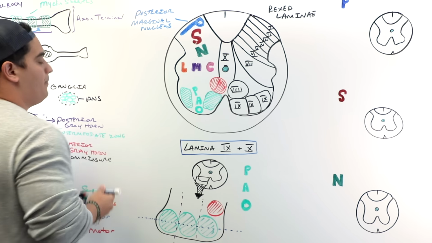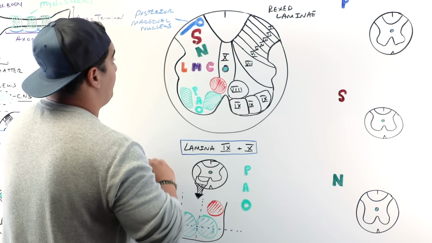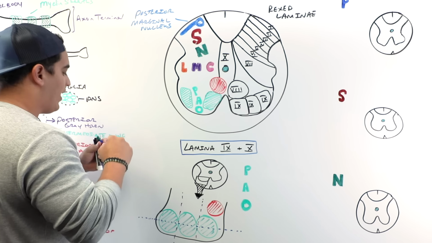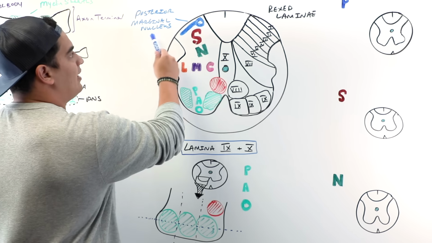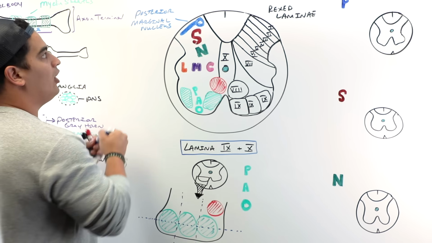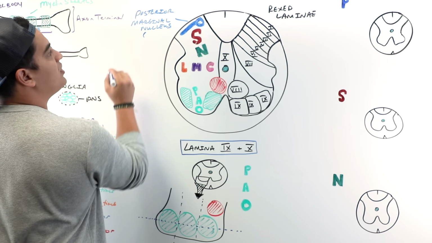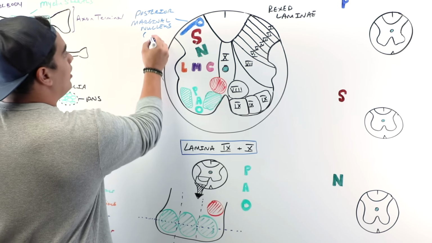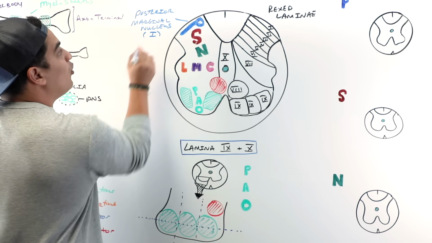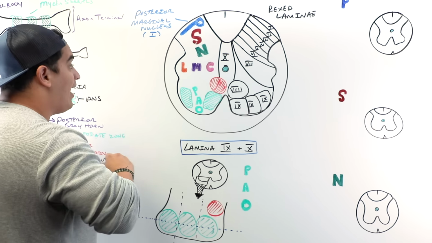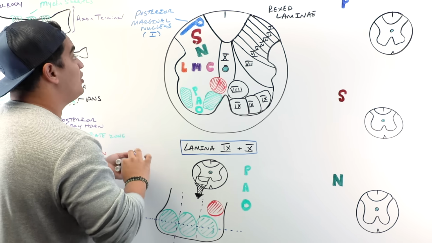Sweet. That's that one. The next one here, this one's shaped like an S. Oh, real quick though. Posterior marginal nucleus. We said that these occupy certain lamina, right? Which lamina does the posterior marginal nucleus occupy? Primarily lamina 1. Then you have the substantia gelatinosa of Rolando. That's the S. That's what that one's for.